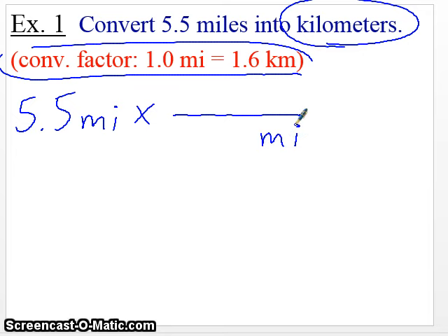So the units cancel. Exactly right. The units are on opposite sides: this one's on top, this one's on the bottom. Then you put the kilometers, what you're converting to, on the opposite side of the conversion factor. Okay. And then simply fill the numbers in.